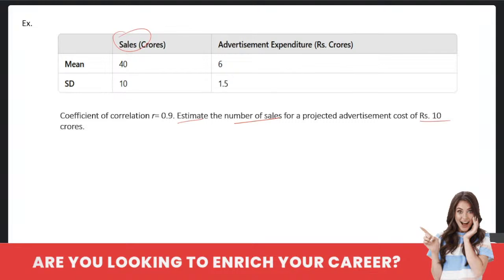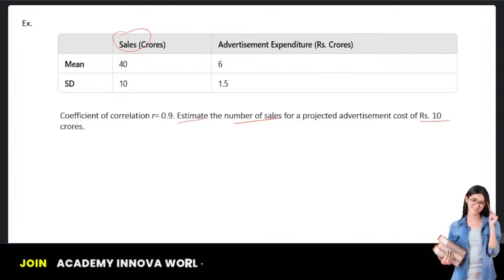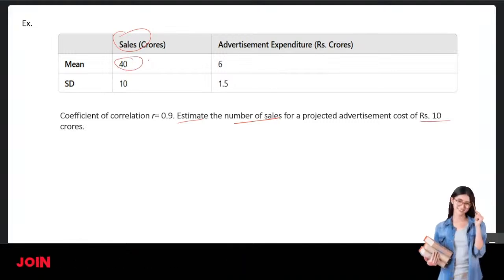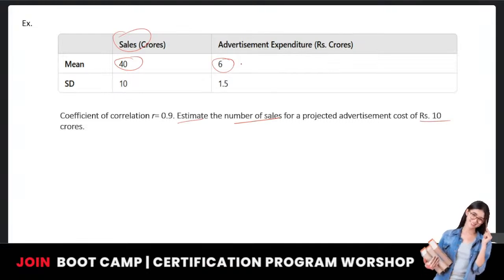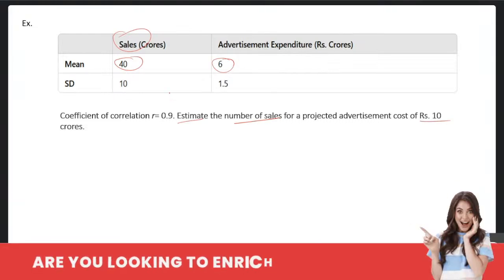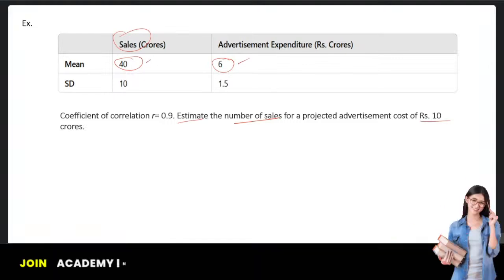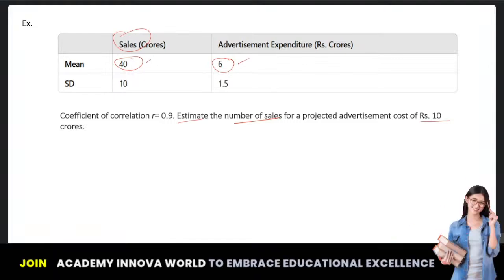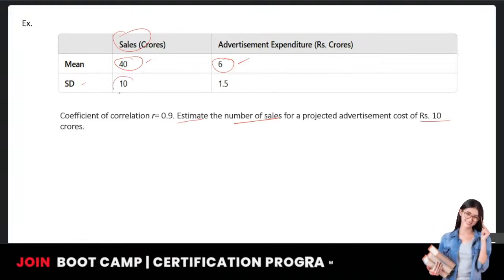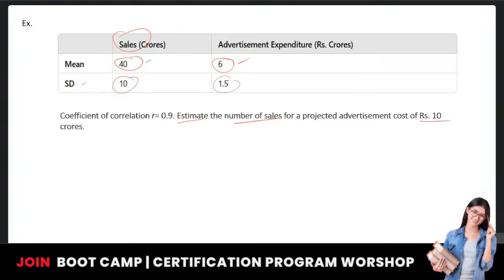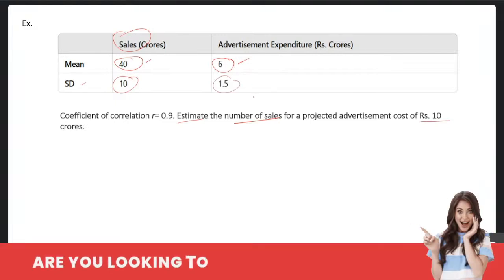So this is the data: the mean sale is 40 crore. Mean is the average selling. So 40 crore is the average selling if the advertisement cost is 6 crore. Both are averages. And the standard deviation is also given. The standard deviation of sales is 10 crore and of the advertisement cost is 1.5 crore.